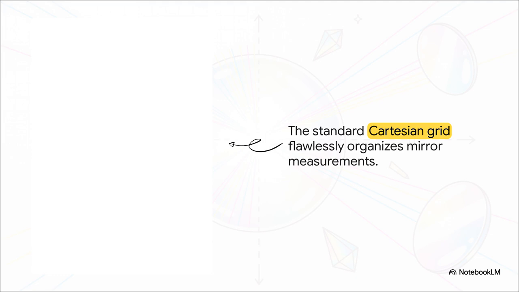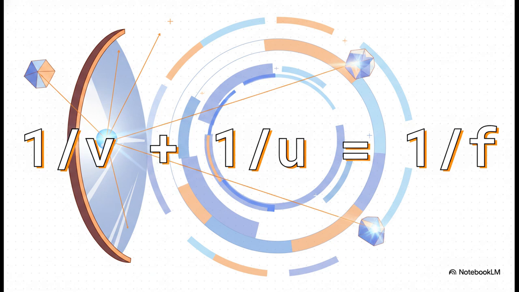Anything measured to the left of the mirror is negative. Anything to the right is positive. Pointing up is positive and pointing down is negative. It's just a universal grid designed to keep all our math perfectly organized. So here is the crucial takeaway.